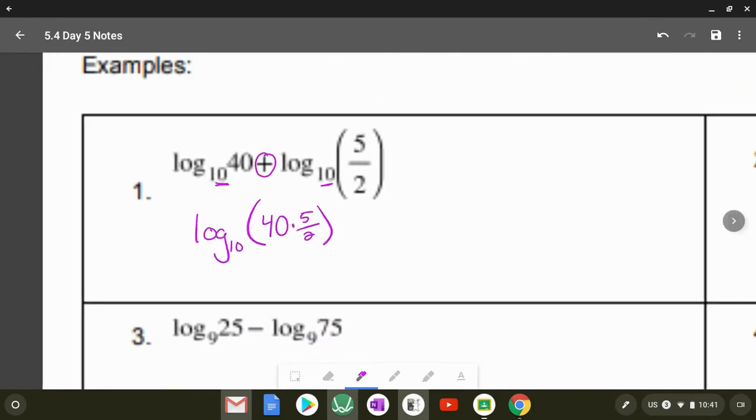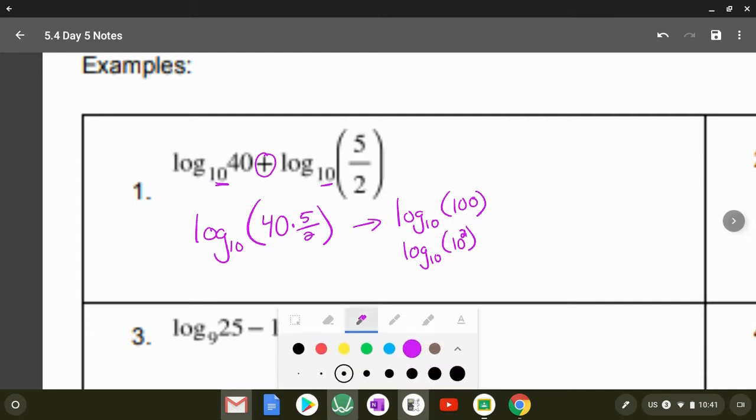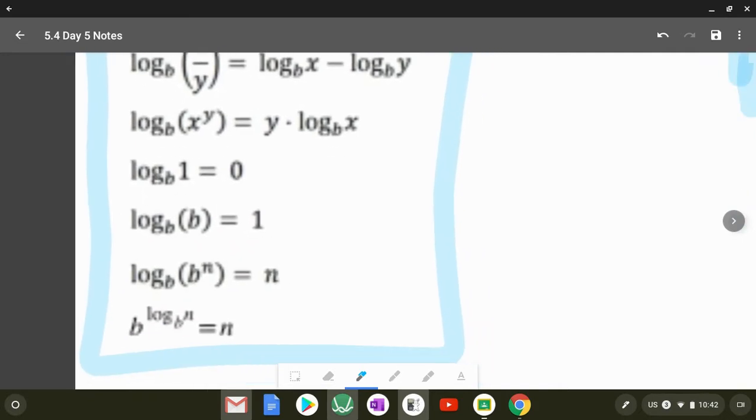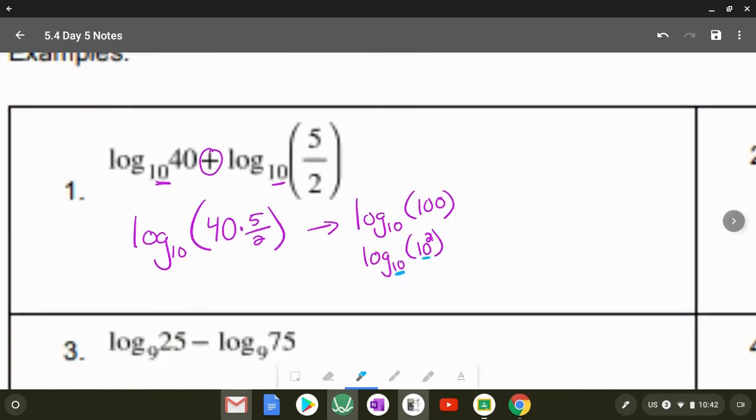If we go through this, then we would have log base 10 of 100. And then we know log base 10 of 100 is 10 squared. That's just an equivalent number. So again, here I'm using another property where if the base of the log matches the base of the inside, we talked about this one yesterday, you're left with whatever that exponent is. So this would be equal to 2.